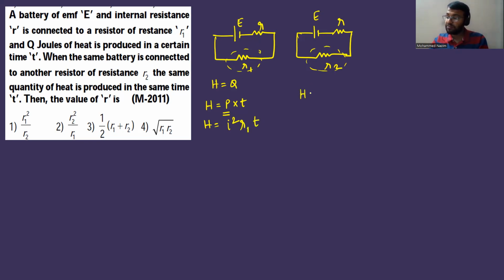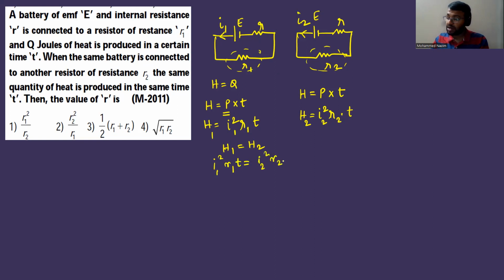And in the other case, what will be the formula? Again, it is power into time. Power is I square into the resistance across which we are calculating the heat produced, R2, multiplied by T. And he's telling that the heat produced is the same in both cases. So I'll equate the heat, H1 equal to H2. In this circuit the current is I1 and in this circuit the current is I2. Obviously, the current cannot be the same because the resistances have changed. So I1 square into R1 into T is equal to I2 square into R2 into T. So T will cancel.